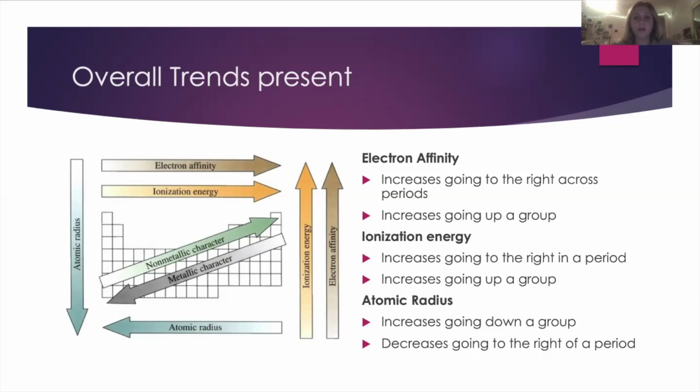However, these need to be applied to the main group elements. As ionization energy increases, the atomic radius will decrease. If the ionization energy increases, then the atomic radius will decrease. So that's an example of an interrelated property of electrons.